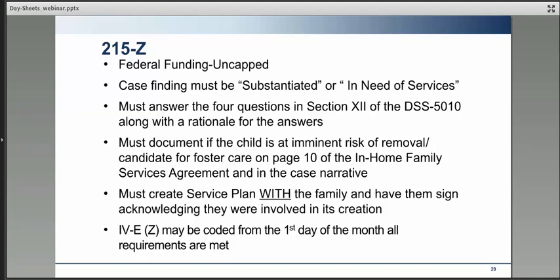Now, you may not claim it until you're done. You cannot be anticipatory about this and assume that you are going to have a CFT on the 29th and start coding from the 1st onward, because if you don't have that CFT and don't have that case plan completed, then you will be in error. And that error would be subject to a payback if caught in an audit.